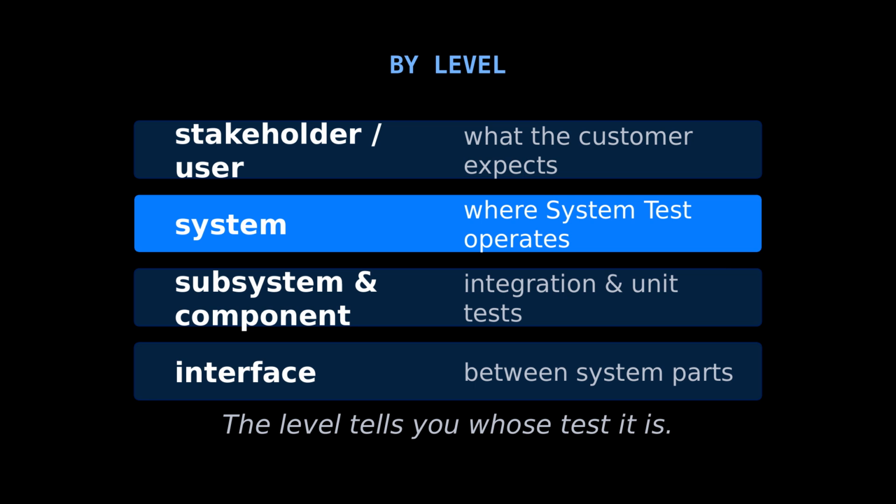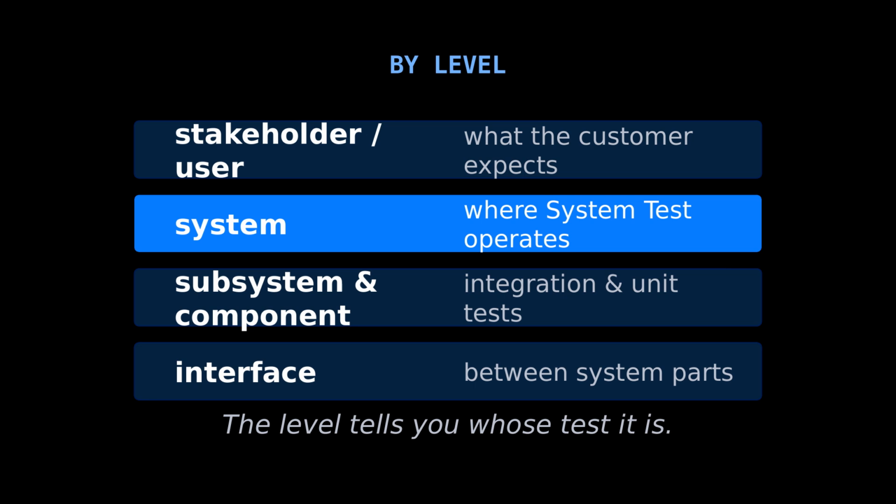Interface requirements describe how system parts talk to each other. In complex systems, many defects live exactly here. Above the system level, there are also the stakeholder or user requirements. So what the customer or operator in the end expects. So keep in mind what level the requirement sits on and which approach for testing should be taken here.